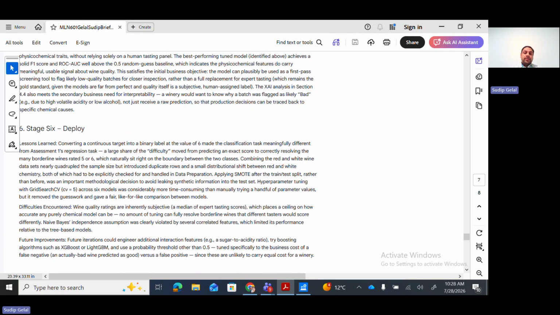In conclusion, overall, I successfully applied all six stages of the CRISP-DM methodology. After comparing six machine learning models, random forest was the best performing model. This project shows how machine learning can support faster, more accurate, and more consistent wine quality predictions.